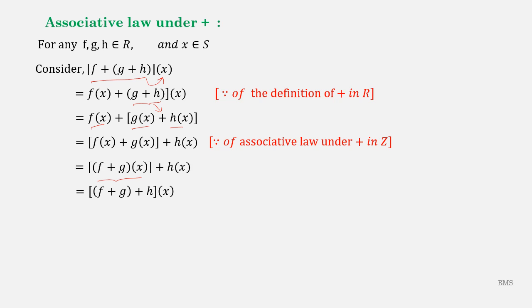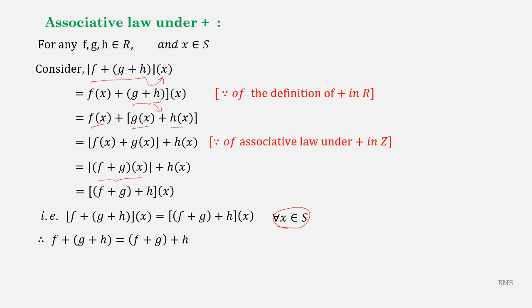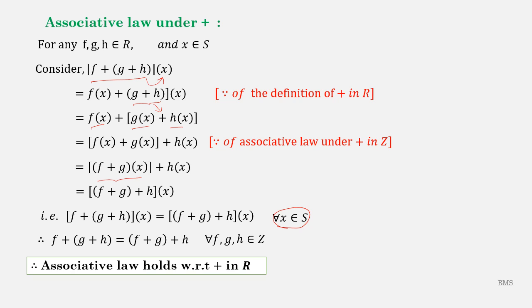You can club like this. Okay. Then this is how the final result comes: (f + (g + h))(x) is equal to ((f + g) + h)(x). This is for any x belongs to S. Therefore, you can generalize this as f + (g + h) is equal to (f + g) + h. This is true for any f, g, h belongs to R. Therefore, what do you conclude? Associative law holds in R with respect to plus.